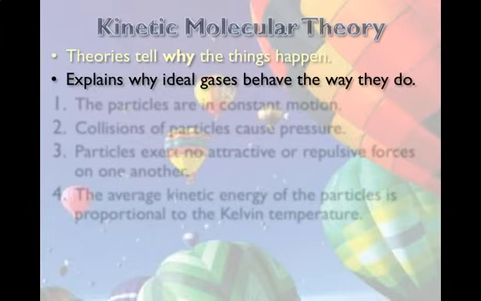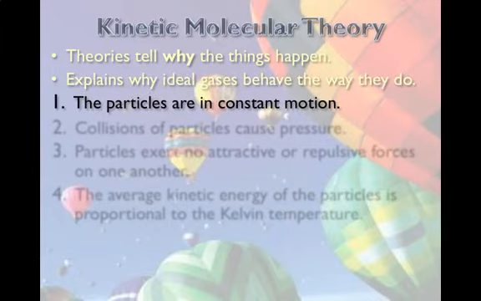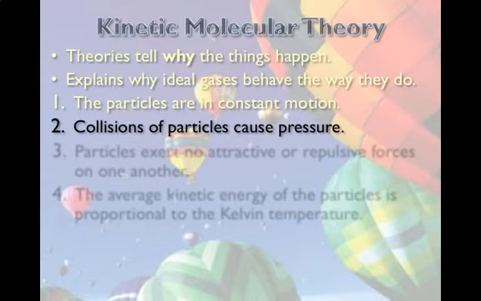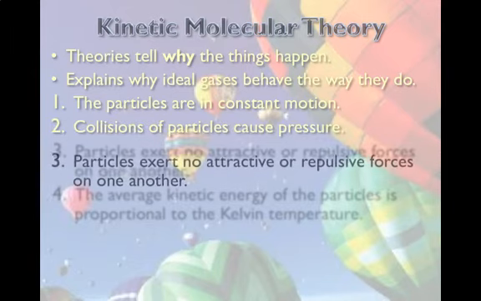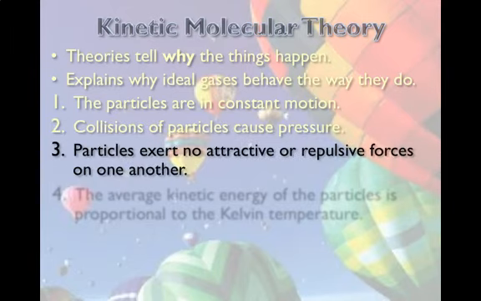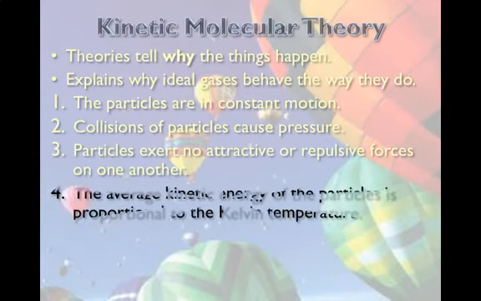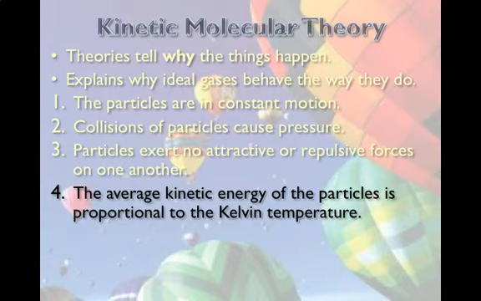This theory in particular explains why ideal gases behave the way they do. So in order to talk about this, we have to think about 4 different things. First of all, particles, especially gas particles, are always in constant motion. The more collisions you have of these particles, the more pressure you're going to have. So if the particles are moving faster, they are going to be colliding more often, which causes an increase in pressure. Third, we also have to keep in mind that particles exert no attractive or repulsive forces on one another. And the last one, the average kinetic energy of the particles is proportional to the Kelvin temperature.